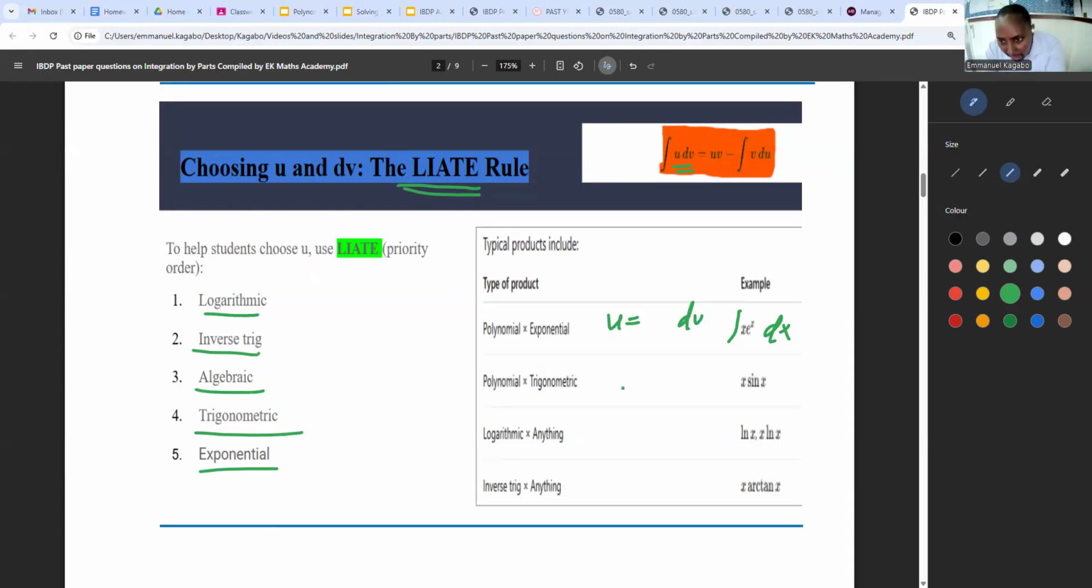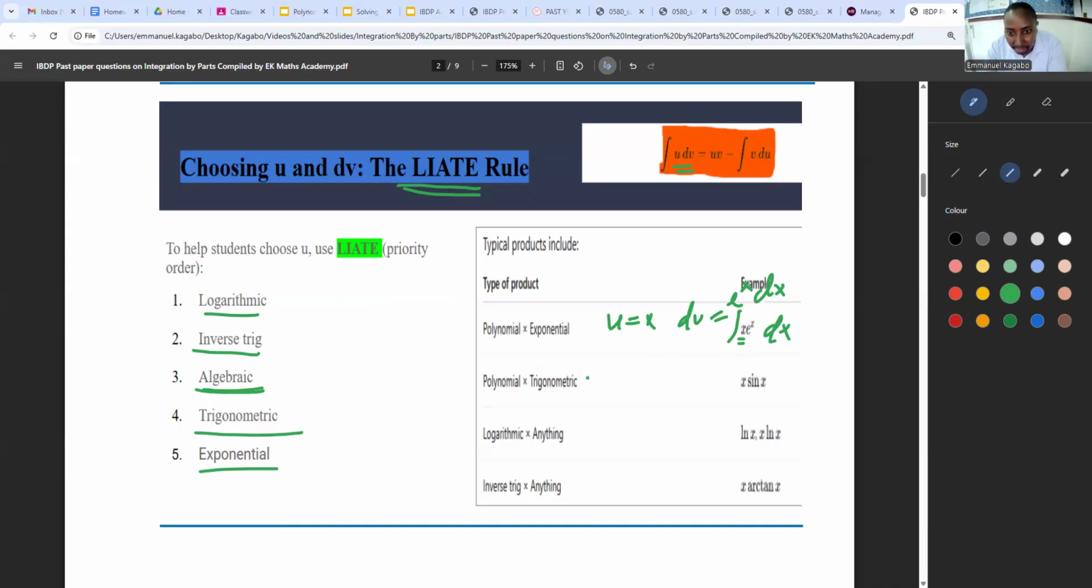So let us take an example here. I have x e power x. So e power x and x, which one comes first in LIATE? What comes first is the algebraic expression. So my u is going to be x. Which is going to be dv? What stays is going to be e power x dx. Do you get that? I hope you have started picking up an idea.